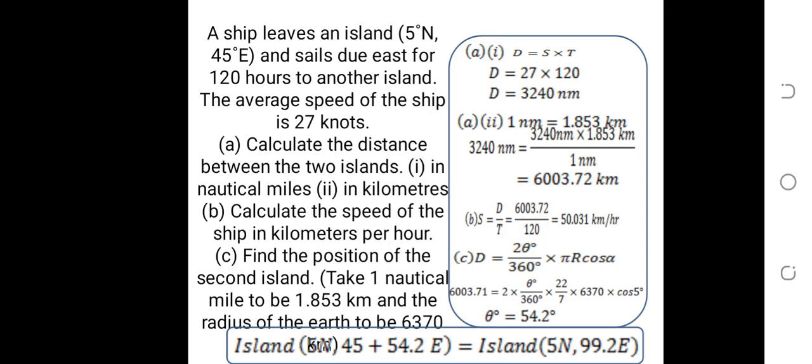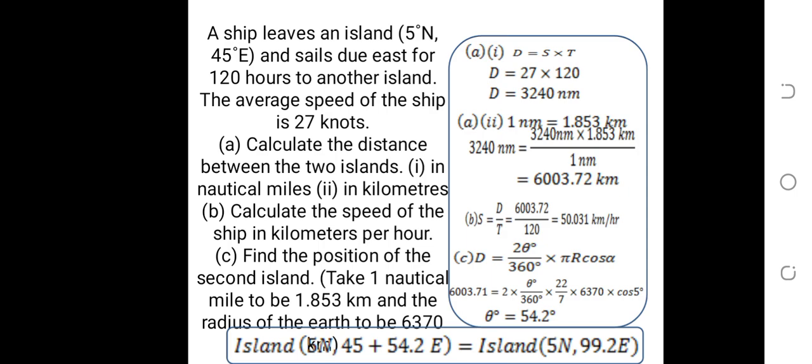A ship leaves an island 5 degrees north, 45 degrees east, and sails due east for 120 hours to another island. The average speed of the ship is 27 knots. A. Calculate the distance between the two islands. 1. In nautical miles, 2. In kilometers.